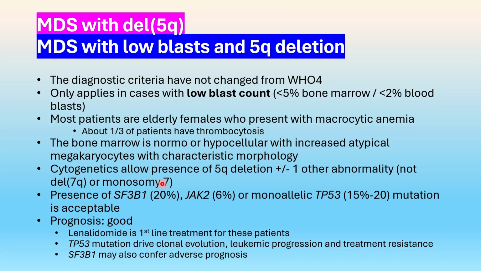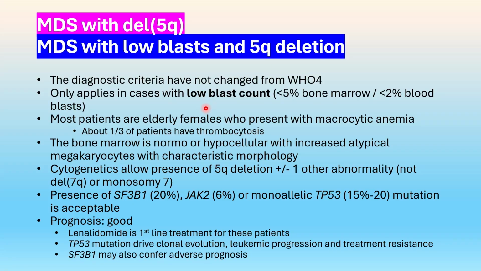So I'll just take you through the entities, and hopefully it will be relatively painless because some of this can be pretty dry. The first entity to talk about is MDS with deletion 5q. I really like that the WHO says low blast in the name, because it reminds us that if you have increased blasts, you cannot have this entity. It is a very indolent entity, and it has not really changed compared to the previous classification.